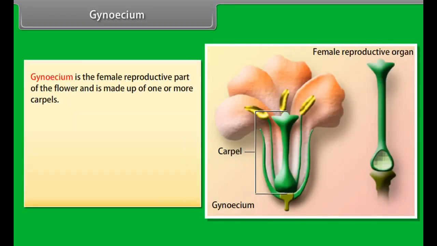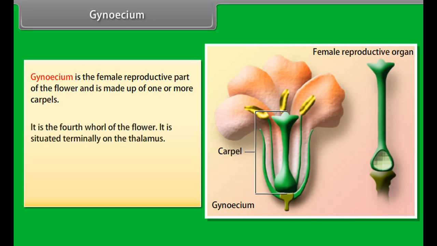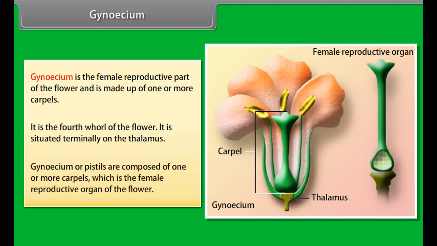Gynoecium. Gynoecium is the female reproductive part of the flower and is made up of one or more carpels. It is the fourth whorl of the flower. It is situated terminally on the thalamus. Gynoecium or pistil is composed of one or more carpels, the female reproductive organ of the flower.